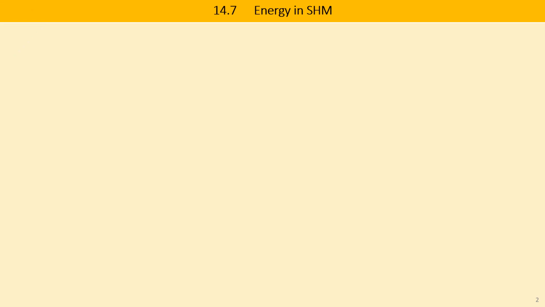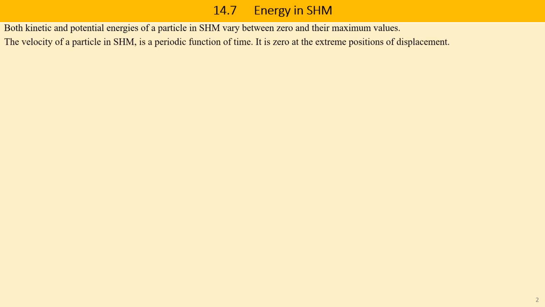Energy in simple harmonic motion. In the previous section, we have seen that the velocity of a particle executing simple harmonic motion is a periodic function of time. Both kinetic energy and potential energy of a particle in simple harmonic motion vary between 0 and their maximum values. The velocity of a particle is a periodic function of time, hence it is 0 at the extreme position of displacement. That is, if the displacement is maximum, velocity is 0.